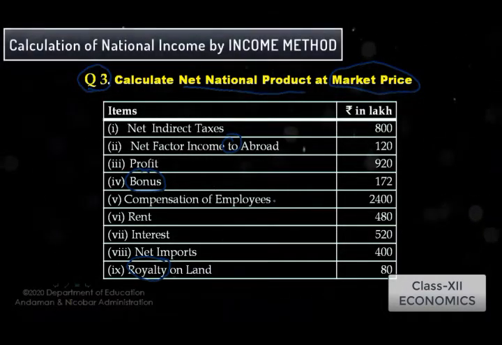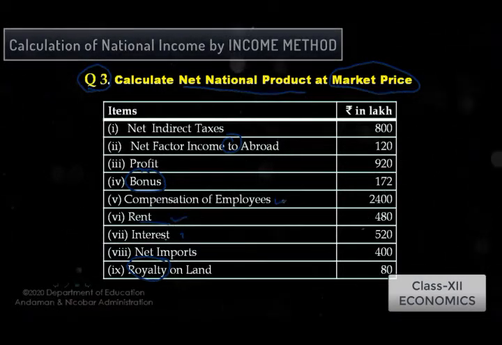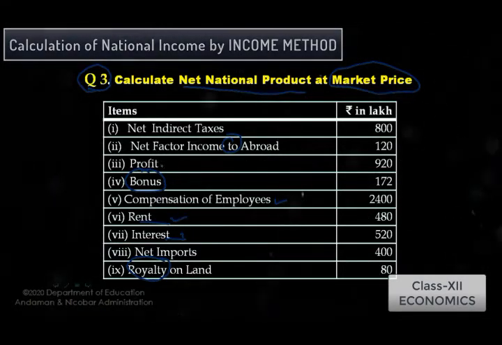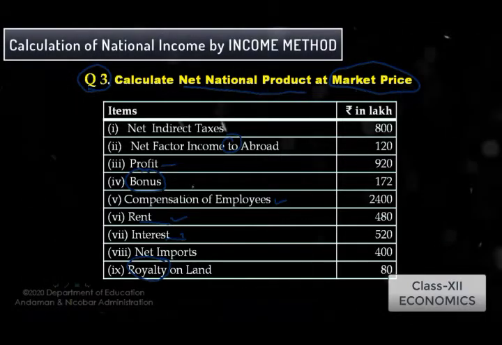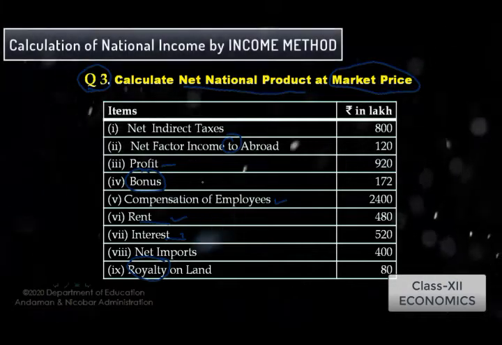And the other components given are compensation of employees, rent, interest and profit. These are the components of operating surplus. These values are also given in the question. Look at the solution carefully.